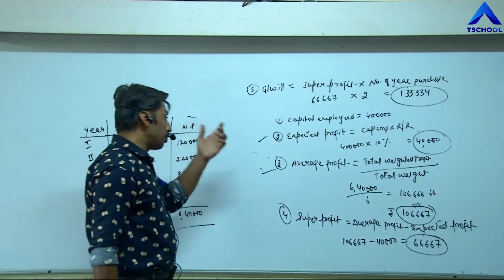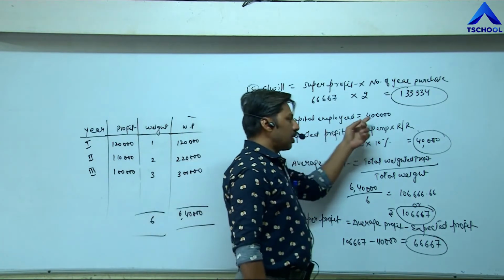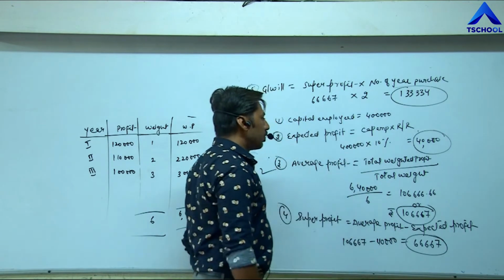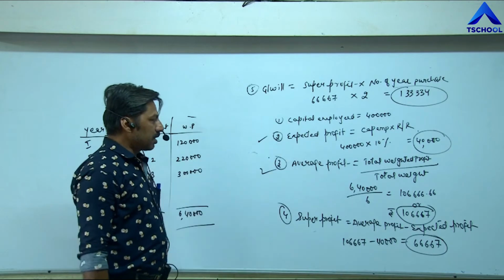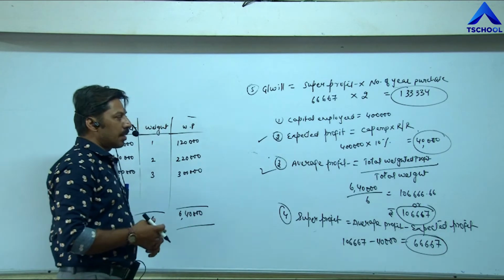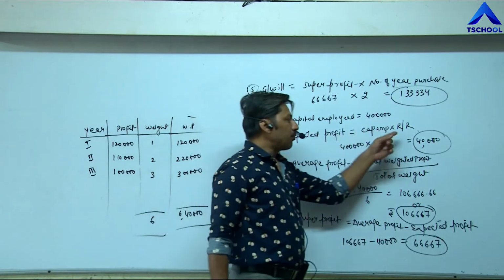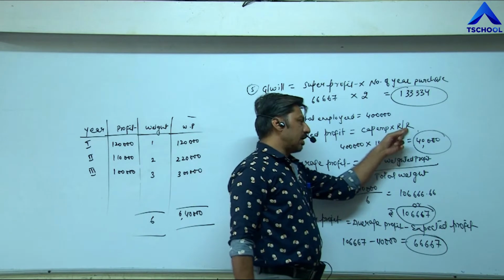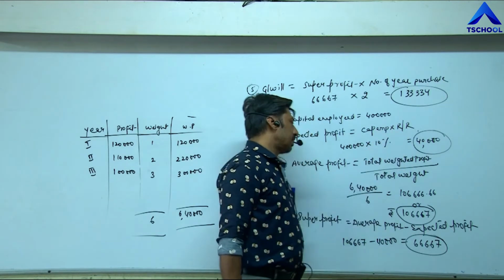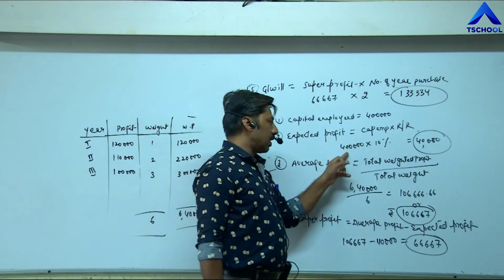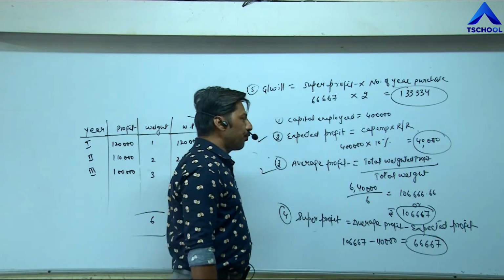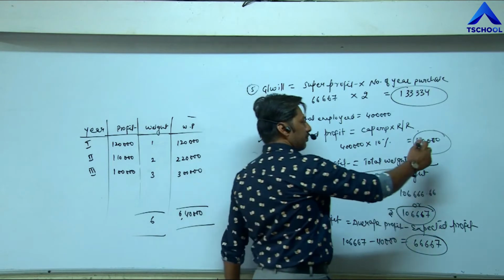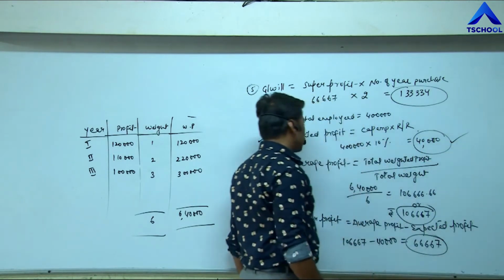First of all, capital employed we have to find out, 4 lakh rupees, that is given in the question. No need to apply formula asset minus liability. Second step, expected profit we have to find out. Formula is capital employed into rate of return. The capital employed is 4 lakh, rate of return is 10%. So calculate 10% of 4 lakh, that is 40,000. First answer means expected profit.